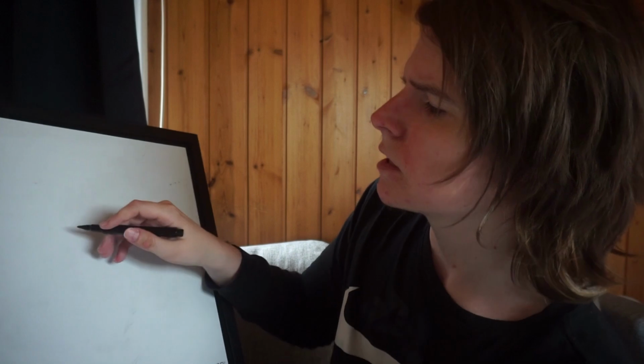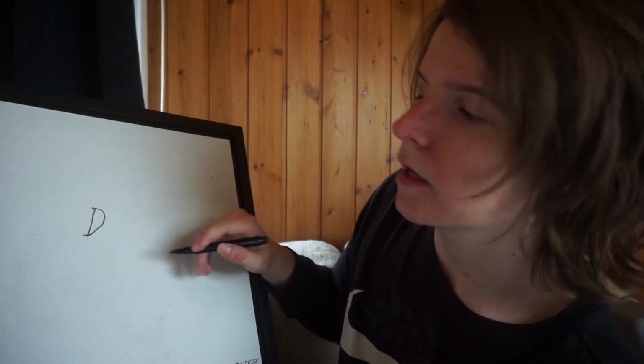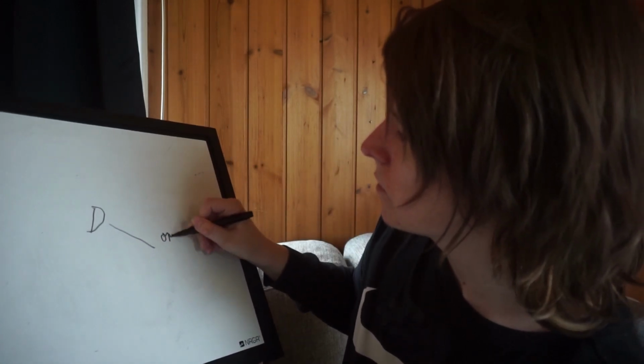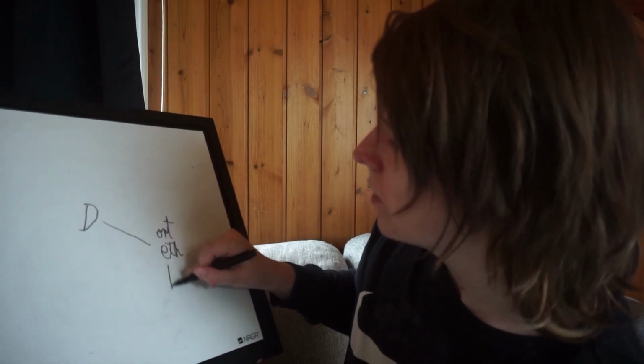Let's start with the argument itself. Or, you know what? Let's call it a disagreement. So, we'll have a D for disagreement right here. Now, the disagreement can be ontological, ethical, or political.